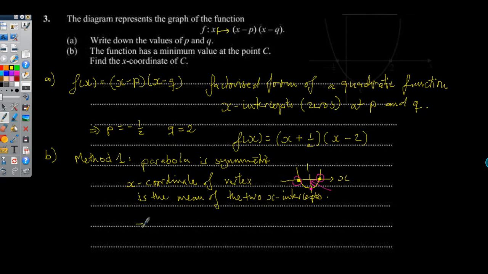Right? And so I'm showing the working now for this. Take the first x-intercept at negative a half, add it to the other one, divide that by 2. This is how you find the average, the mean of the two. And you get 1.5 divided by 2, which is 0.75.